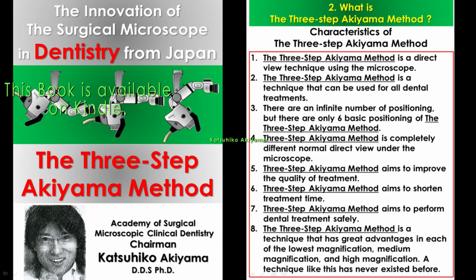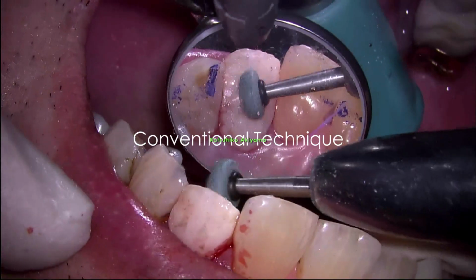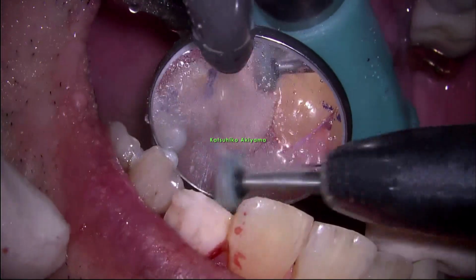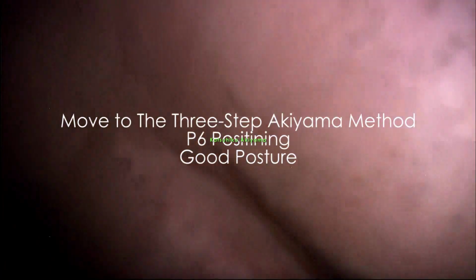2. What is the Three-Step Akiyama Method? Characteristics of the Three-Step Akiyama Method. 1. It is a direct view technique using the microscope. 2. It is a technique that can be used for all dental treatments. 3. There are an infinite number of positionings, but there are only 6 basic positionings.